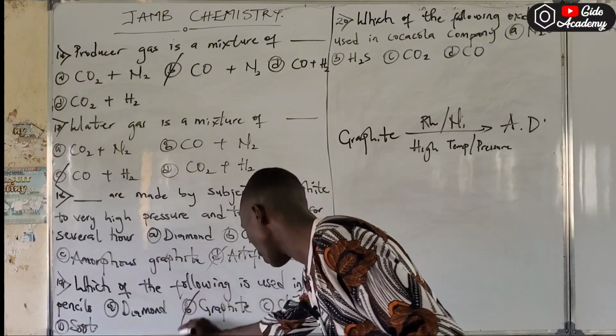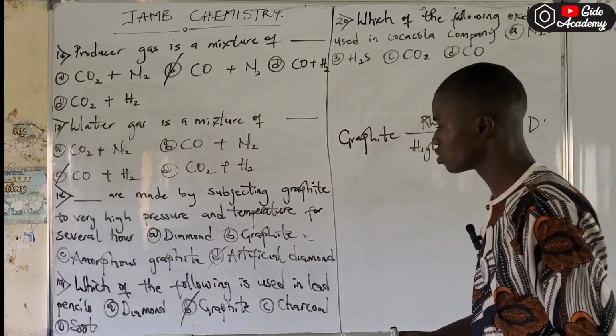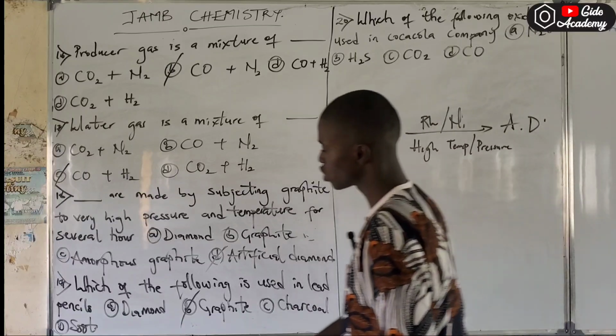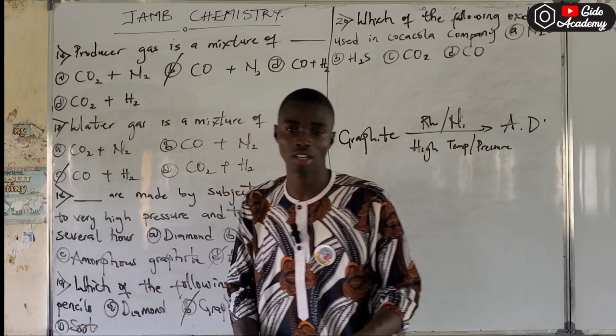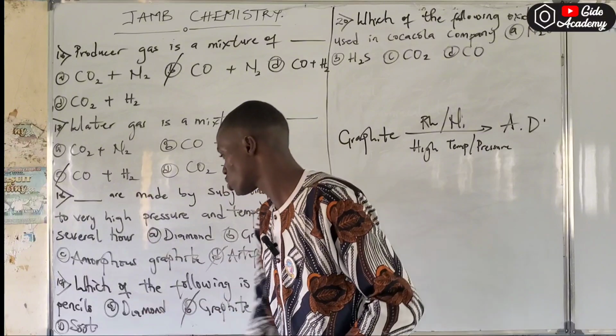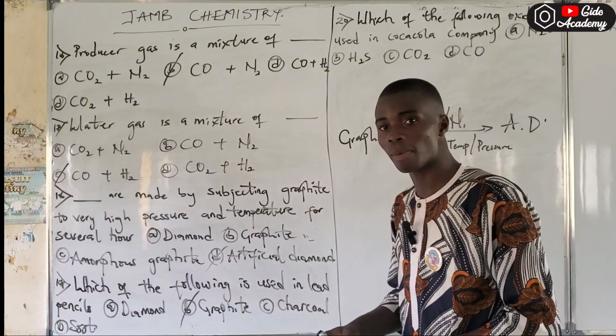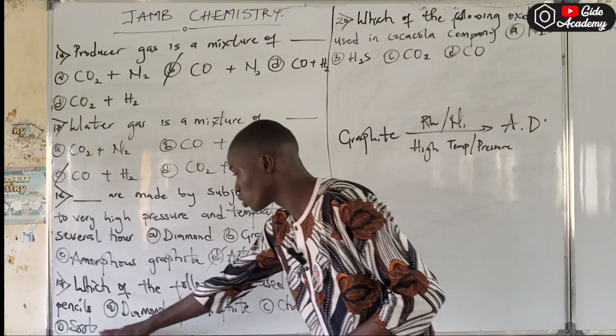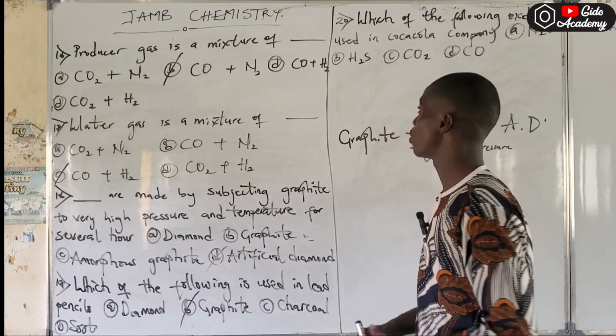Number 19. Which of the following is used as lead pencil? We have graphite, diamond, no. Charcoal, no. Soot, no. Please take note. Soot is used for the production of polish, our shoe polish and all that. We use soot. That's carbon black or lamp black, what I explained the other time. We use soot for the production of polish.